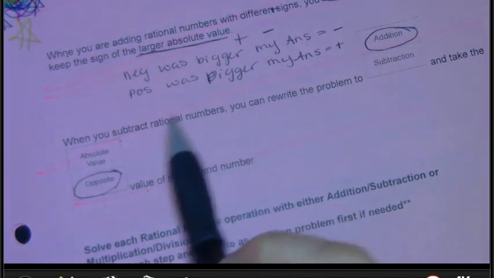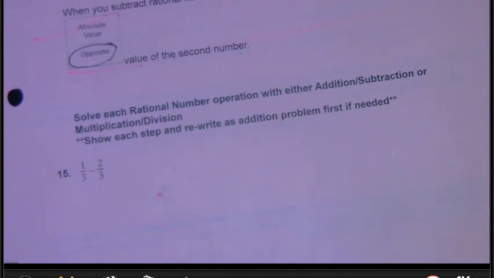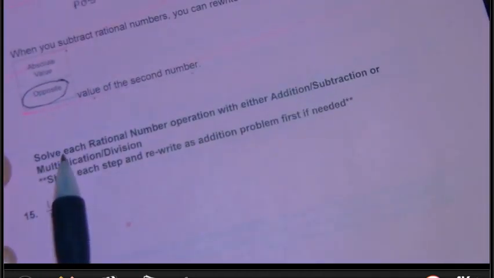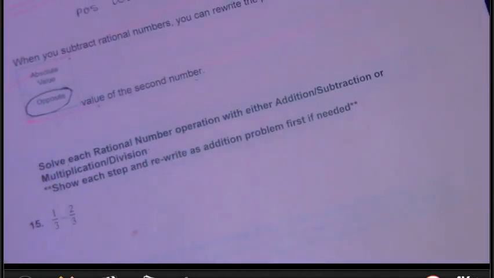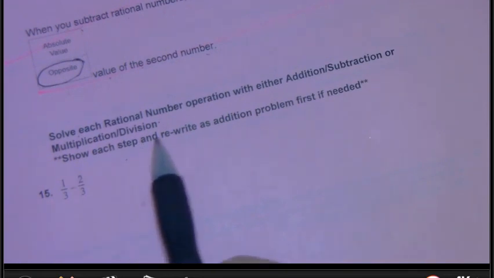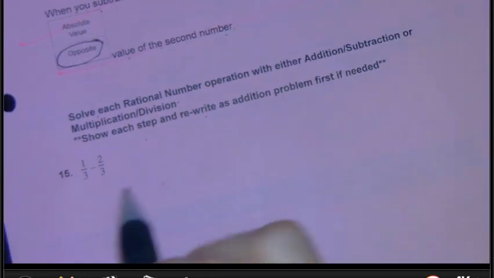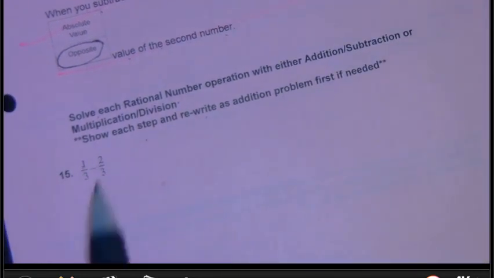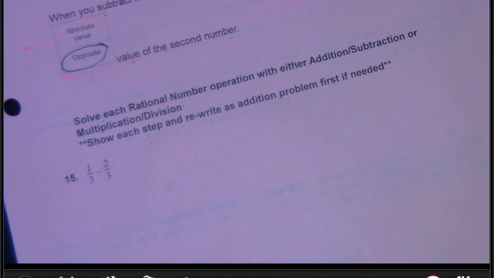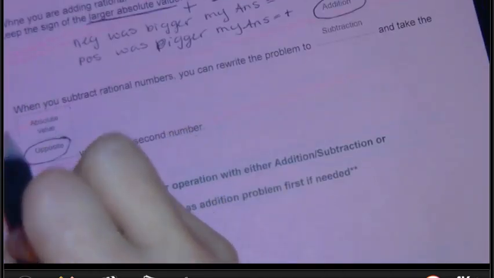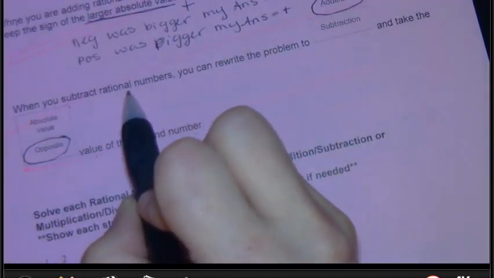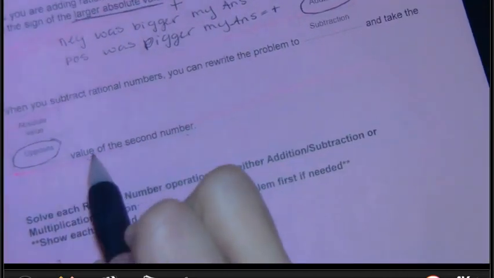Okay? And we're actually about to practice this right down here at number 15. Solve each rational number operation with either addition or subtraction or multiplication and division. Show each step and rewrite as an addition problem first if needed. Okay, so I have 1/3 minus 2/3. Well, right off the bat, I see a subtraction, so I'm going to use this statement right here. When you are subtracting rational numbers, you rewrite the problem to addition and you take the opposite value of the second number.